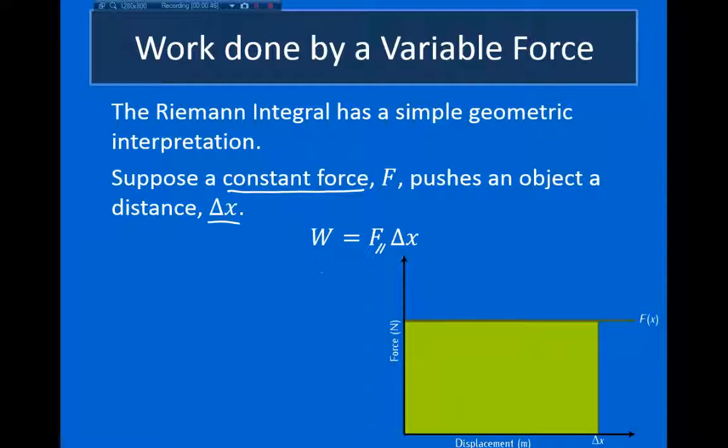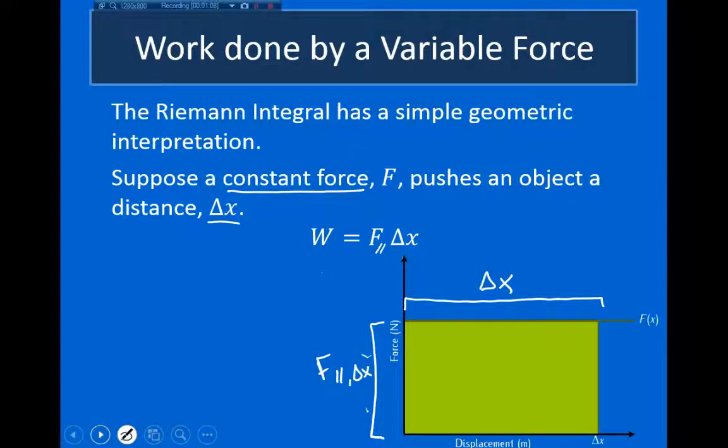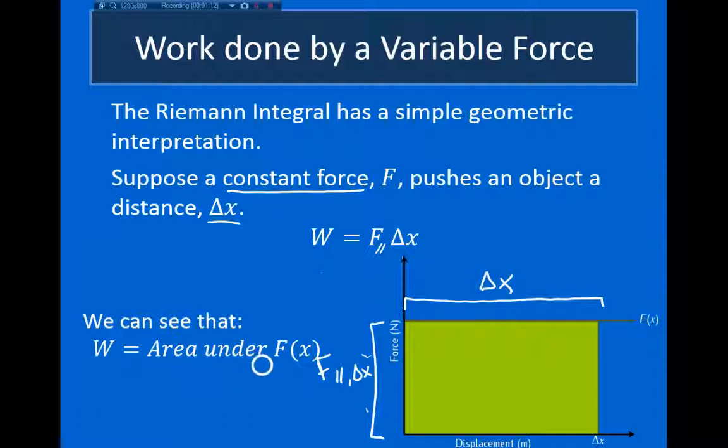This works because, remember, the area of a rectangle is equal to height times width. And in this case, the height of the rectangle is the force parallel to displacement, and the width is just the displacement. So in fact, the area of this rectangle, which is height times width, is equal to force parallel to displacement times displacement. So the question we want to look at is: is the work equal to the area under a force versus displacement graph, even when the force is changing?